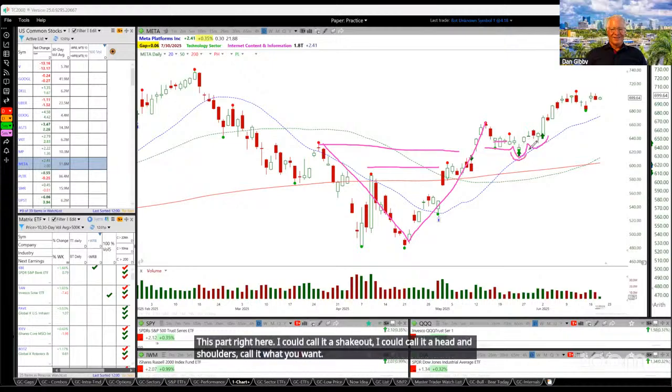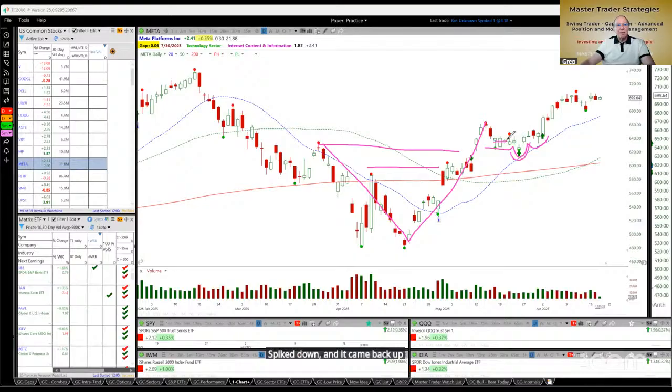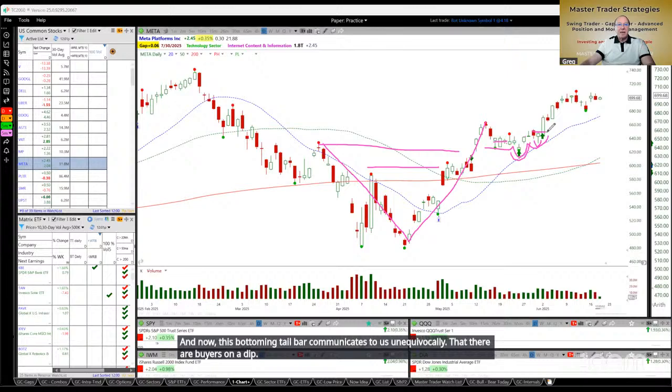It spiked down and it came back up again in this little micro part of this bigger picture that I'm explaining. But the key here is sideways, which was positive. For whatever reason, it poked down. It came right back up again, 100% retracement. And now this bottoming tail bar communicates to us unequivocally that there are buyers on a dip. So to buy it above here just makes sense, to believe it'll go higher.